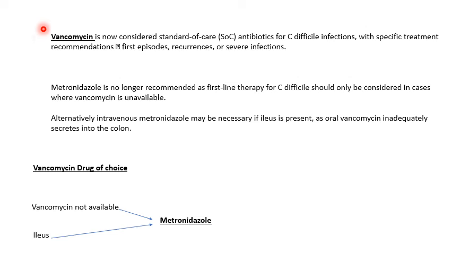So now, how do you treat? Medical treatment: vancomycin is now considered standard care. There is no doubt about it. So, drug of choice is vancomycin. When will you use metronidazole? When vancomycin is not available and the patient has got IES. These are the two conditions when you will use metronidazole. I've given you the reasons as statements here. So, vancomycin is the drug of choice. The drug which is the biggest culprit causing pseudomembranous colitis is clindamycin. And metronidazole is an alternative for treatment.